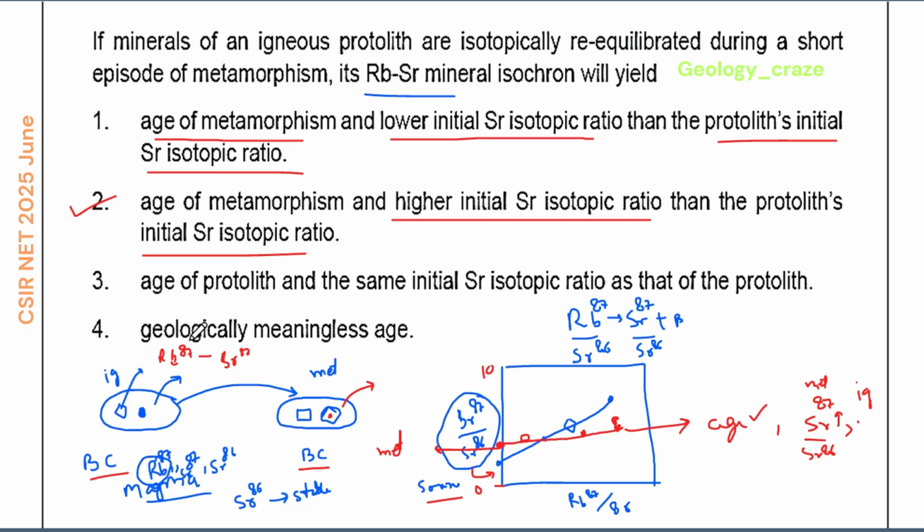Now the third option is age of protolith and the same initial Sr ratio as that of the protolith. No, it is not the same, and it is not giving the age of the protolith. That's why this option is wrong. Here we are not getting lower, it is higher. And the last one is geologically meaningless age. No, it has a meaning. In this way we have to interpret our question.